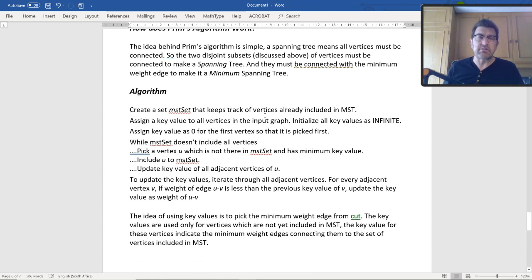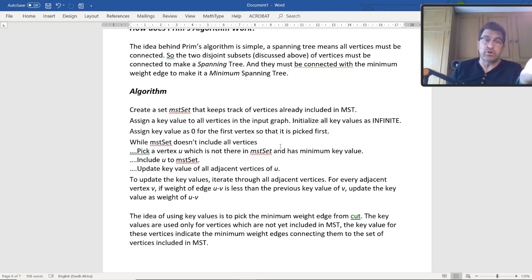Okay, so how does the algorithm work? We create a set, we call it the MST set, that keeps track of vertices already included. You'll see how we do that now. We assign a key value to all vertices in the input graph. Initialize all key values as infinite. Okay, we're not really going to follow that so strictly. Assign a key value of 0 for the first vertex so that it is picked first, while the minimum spanning tree set doesn't include all the vertices.